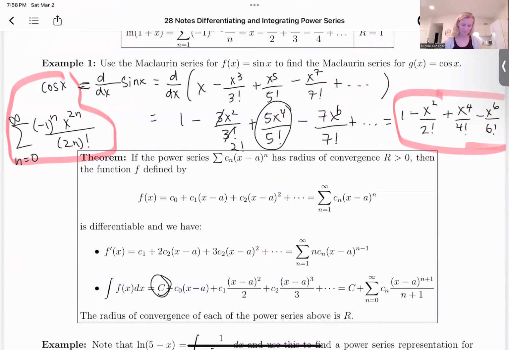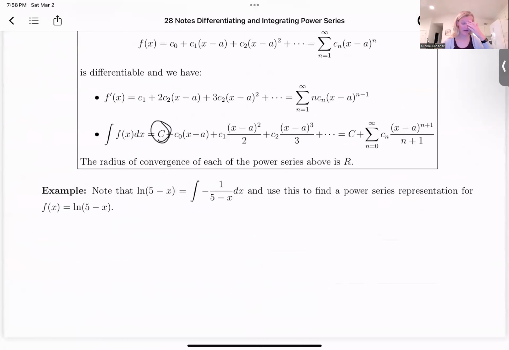I like that. Okay, so let's do another example here. So in this example, I start out by giving you this fact. I notice that the integral of -1 over 5 minus x gives us the natural log of 5 minus x. And I want to use that to find a power series representation.